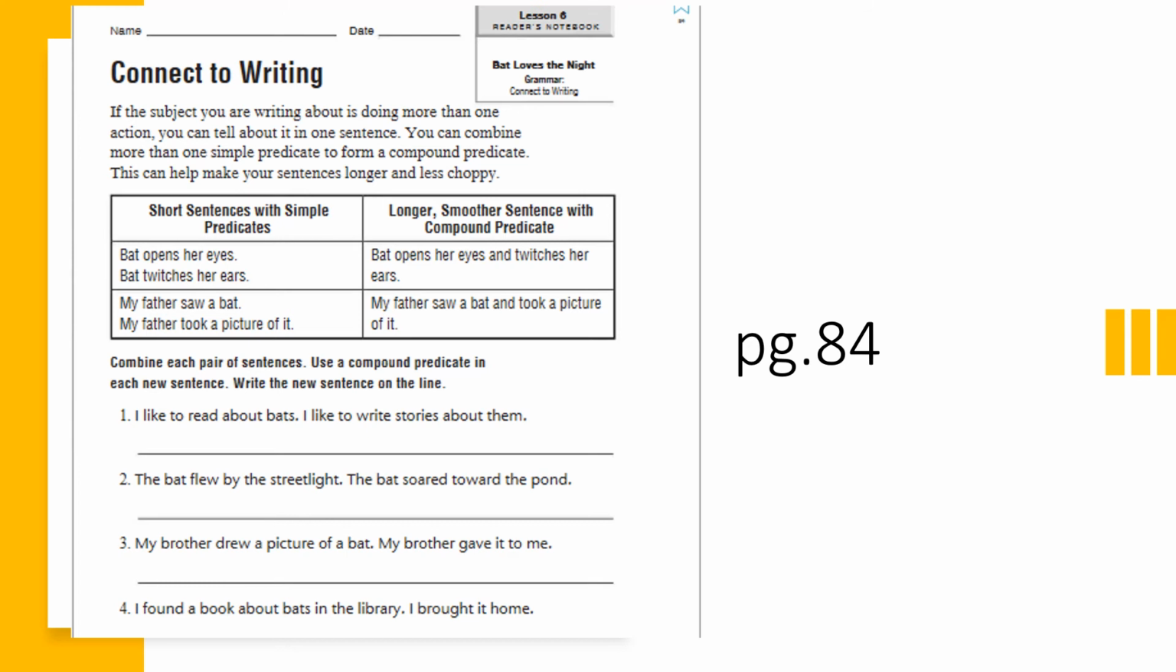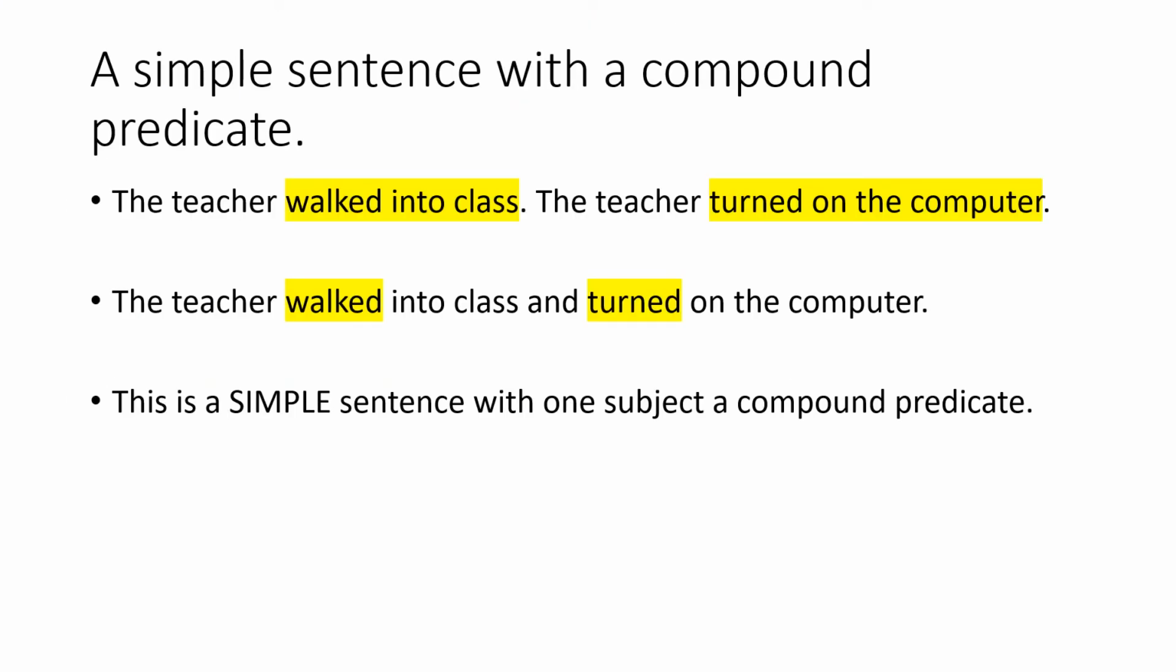So you're going to combine each pair of sentences, use a compound predicate in your new sentence, and write the new sentence on the line. Remember, because you're going to grade 4, your sentences shouldn't be like little kids: "I like to do this, I like to do that." You should be able to join your sentences and write compound predicates in your sentences. So you have 4 samples here of a compound predicate. Here, there are some more examples of a simple sentence with a compound predicate.